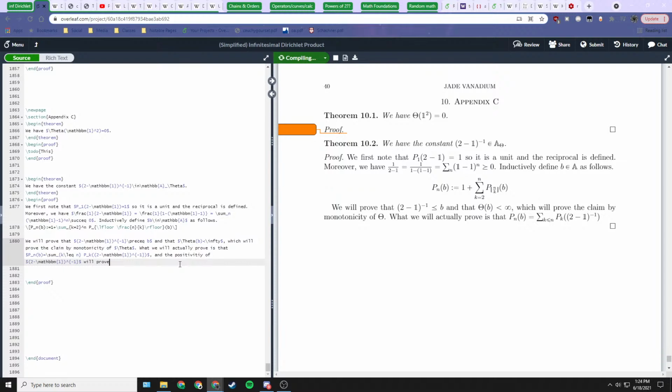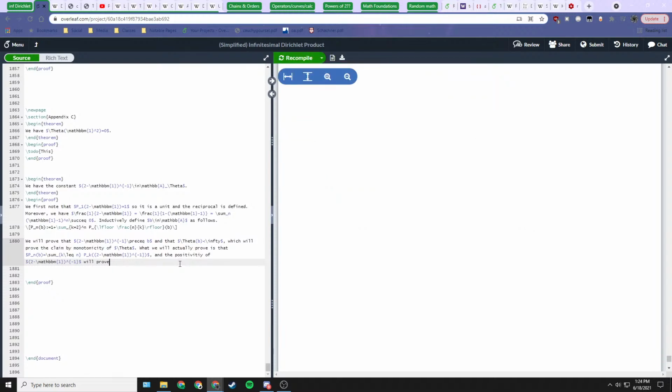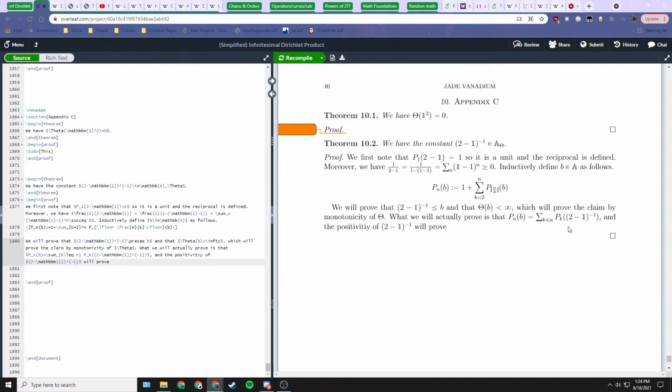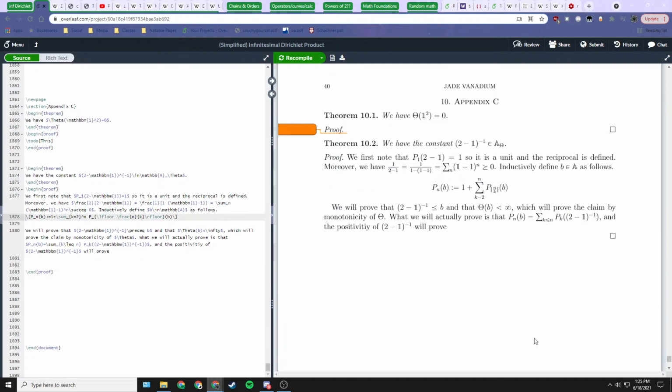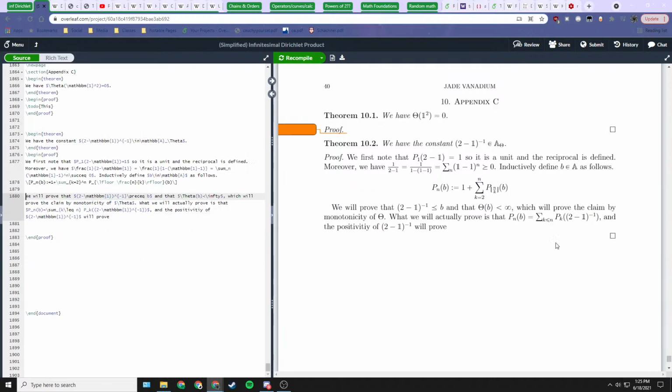Okay, so what we're actually going to prove is that P sub n of B is just equal to this. When we undo this inductive definition, we're going to end up with this. We can maybe restructure this so that this comes first, and then we end up proving this. Actually, yeah, let's do that instead.